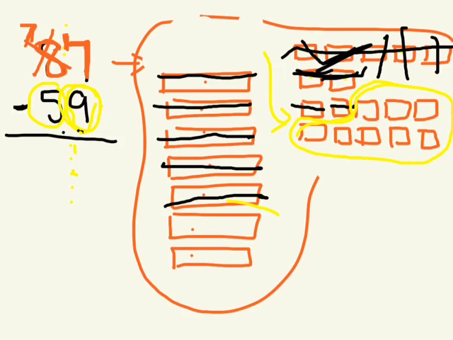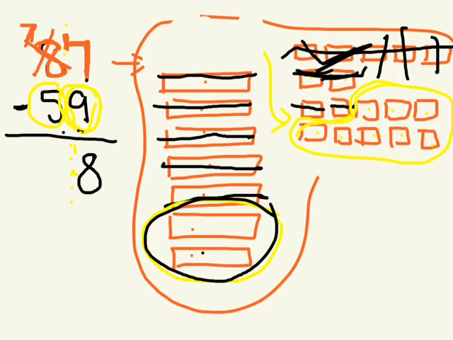Let's start with the ones. 1, 2, 3, 4, 5, 6, 7, 8. We have 8 ones, right? We took 9 away from the 17, and we're left with 8. We took 5 tens away from the 7. How many tens do we have left? 2 tens.